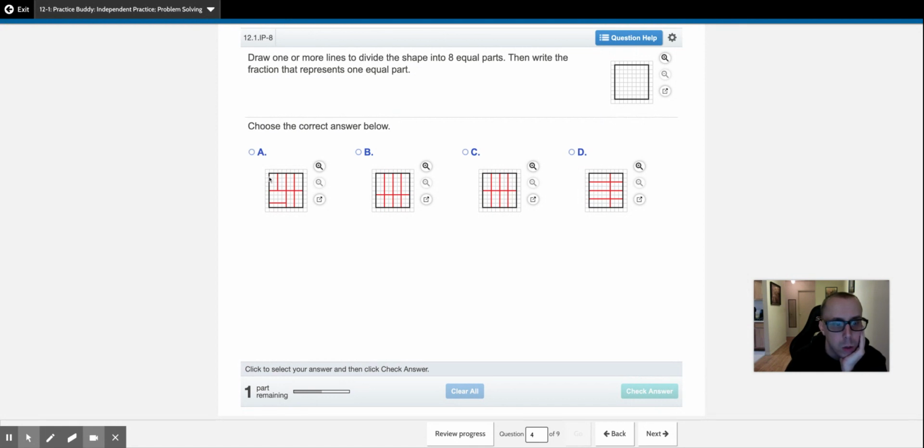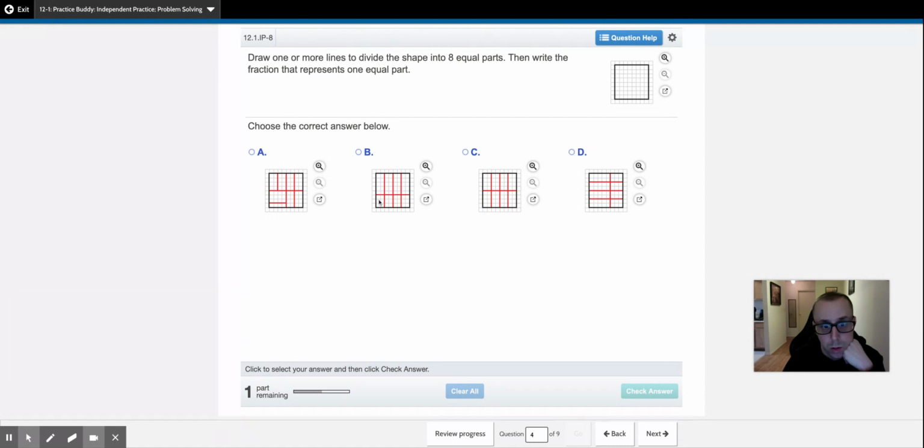So I'm going to count this one, letter A, 1, 2, 3, 4, 5, 6, 7, 8. Let me count this section. 1, 2, 3, 4, 5, 6, 7, 8, 9, 10, 11, 12. So this one does not have equal parts, and this one only has 4. That's like the shape we saw at the beginning. Let's take a look here. 1, 2, 3, 4, 5, 6, 7, 8, 9, 10.